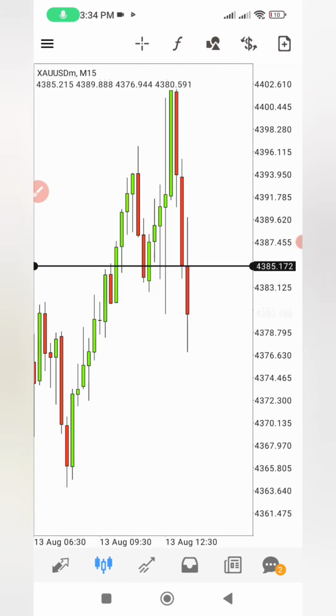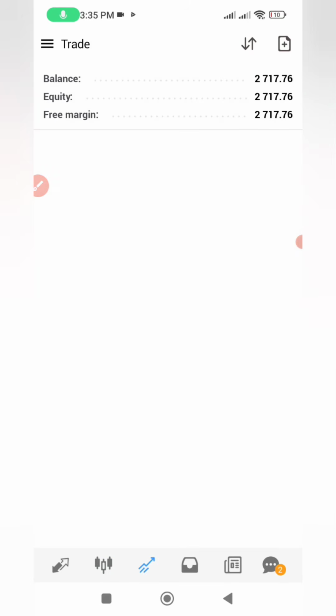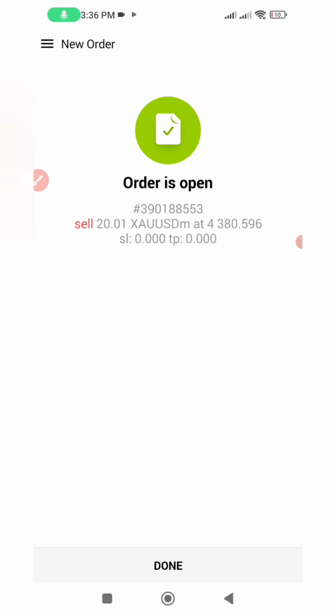So now this is the trading account that we are pushing right now. You can see we are at a previous low right here, and also we have another low right here that we can use to grow this account from $2,707.76. Now let's see on a smaller time frame what we have. We have this candle right here. So now let's enter a sell trade right here.